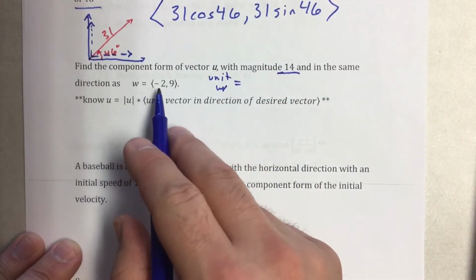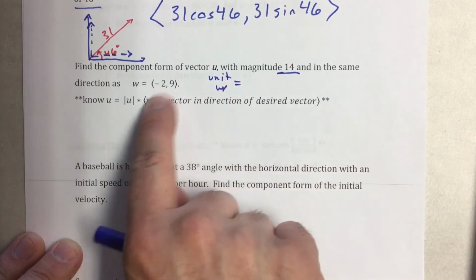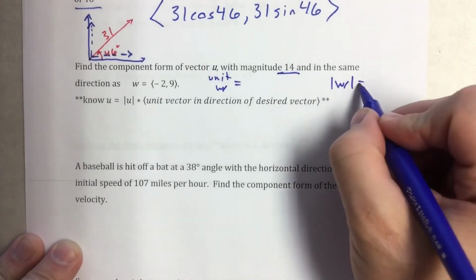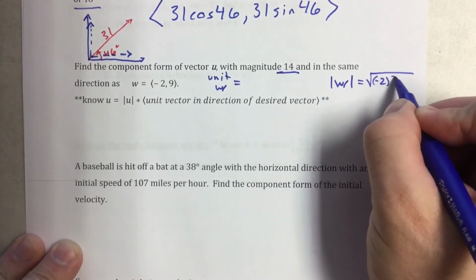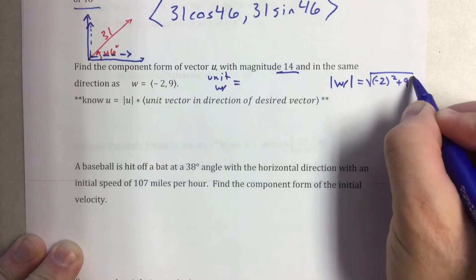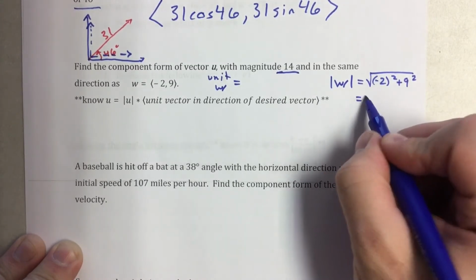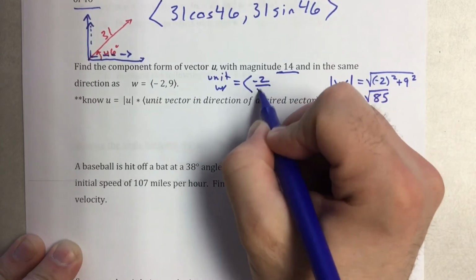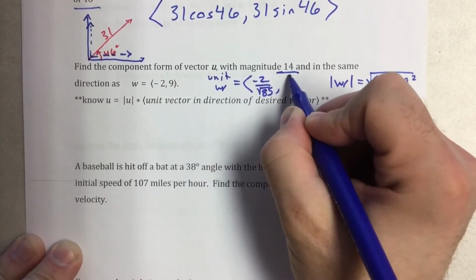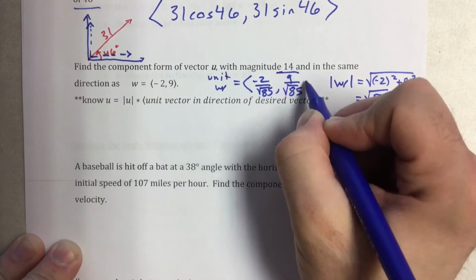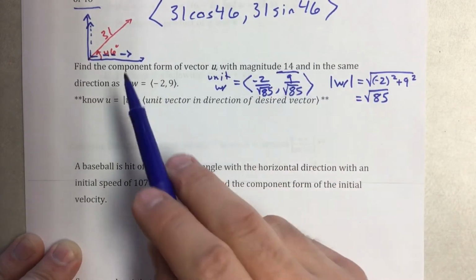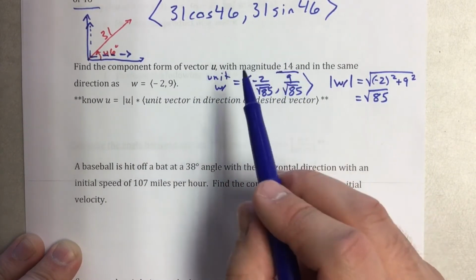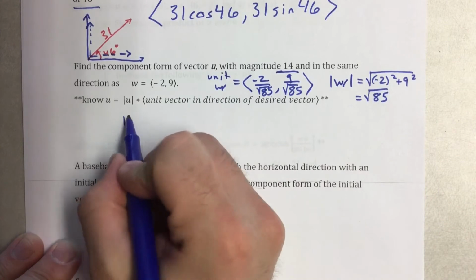Okay, so to find the unit vector, I need the magnitude of w. That would be the square root of -2 squared plus 9 squared, that's 4 and 81, so that's the square root of 85, which would give us a unit vector of -2 over root 85, comma 9 over root 85, perfect. Okay, so now to get vector u, I take my magnitude and multiply by this unit vector.